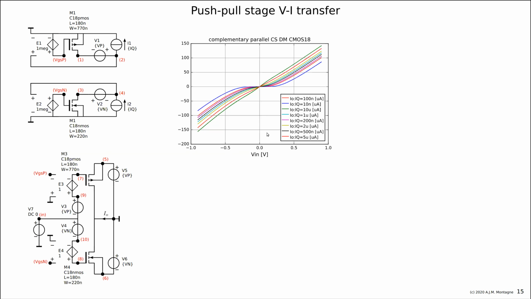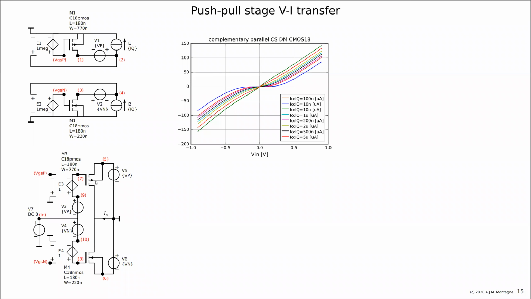And now, let's look at the curve. Let's look at the blue one, which is biased at 10 nanoamps. 10 nanoamps, but it can deliver, there is microamps along the scale here. So it can deliver up to, roughly, 80 microamps positive and 80 microamps negative.